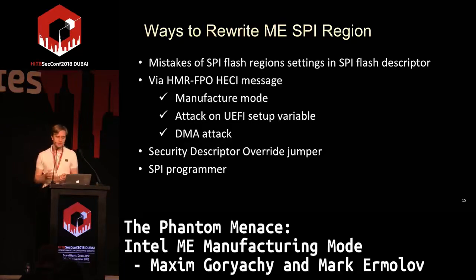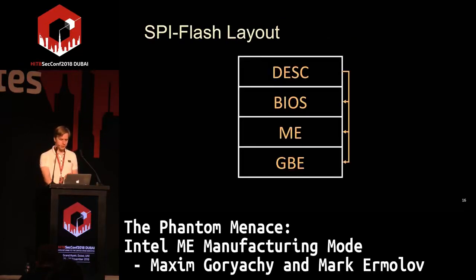I need to give information about SPI implementation in modern systems. So SPI flash is just a memory chip on your motherboard. SPI memory is divided into several regions, and Intel ME is located in a separate SPI region that has independent access rights for the CPU: descriptor region and GbE. So as long as access attributes were correctly configured, it was impossible to read or write ME from the CPU side.